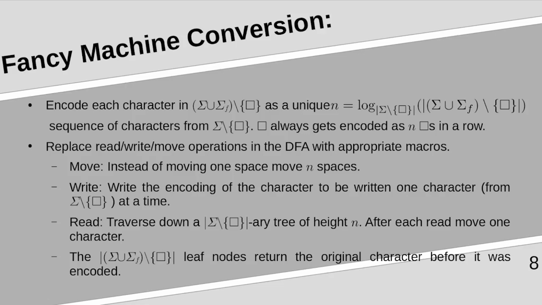So for example, if sigma is just 0, 1, blank, then it would be how do you represent sigma union sigma f in binary. Blank is a special case. It's just represented as n blanks in a row. And then you've got to write a bunch of macros, yay, to replace all the read, write, move operations in the DFA, to operate on these new multi-character long encoded versions. So the move operation is you move n spaces to the left or to the right. That's two macros. For the write operation, there is one write macro per element in sigma union sigma f, where it writes the character's encoding and then moves back to the start of the n-long block, so that it's ready for the next operation.